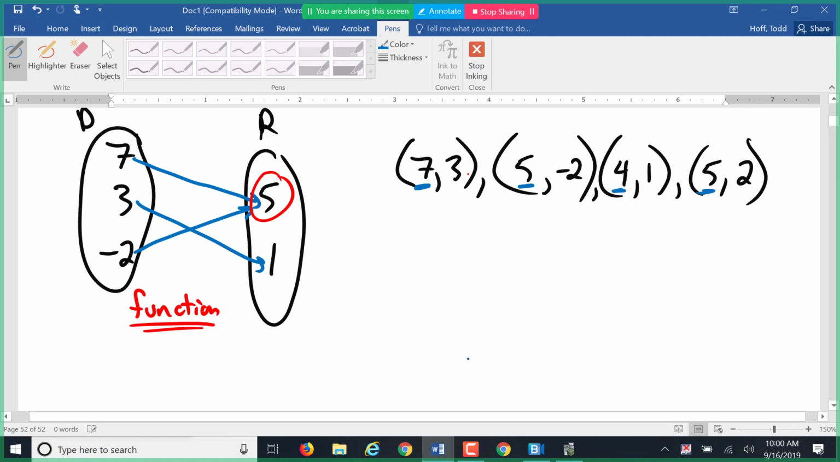There should be a red light there already. The 5 is repeated. It appears more than once. So now we have to double check. Does it get mapped to the same value each time? No, 5 gets mapped to -2 and 5 gets mapped to +2. That is not a function.